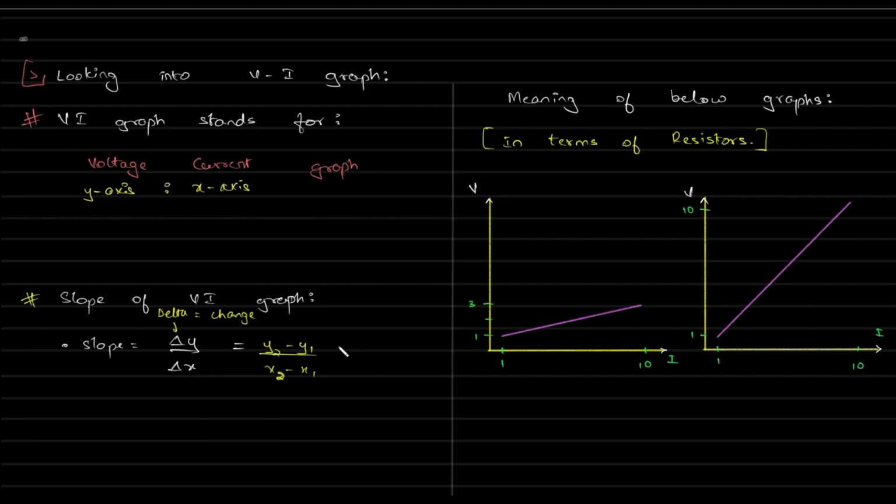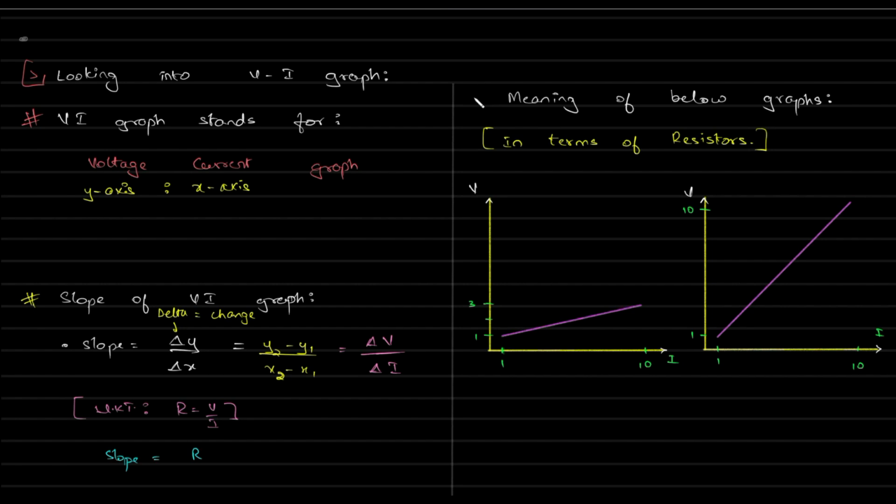Now, along the y-axis we are looking at voltage, change in voltage, divided by, along the x-axis, we are looking at current. What is voltage divided by current? We know that from Ohm's law, resistance is equal to voltage divided by current. So basically, slope is equal to resistance. The slope of a VI graph will give you resistance.